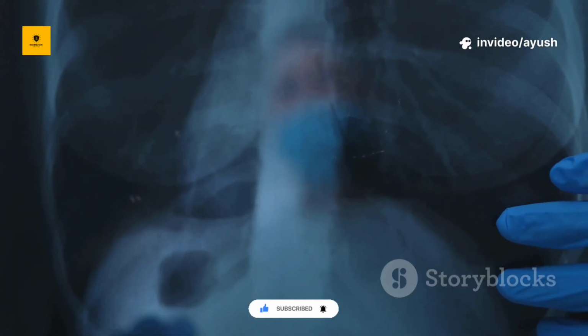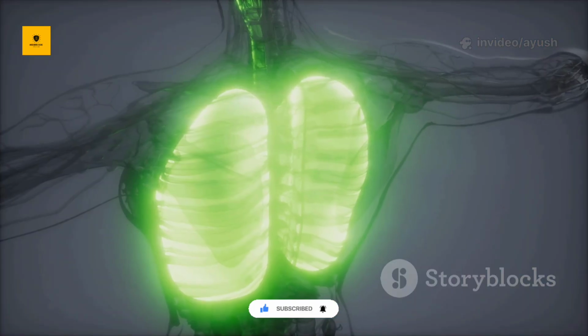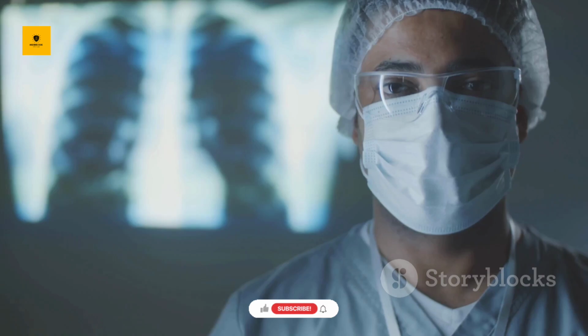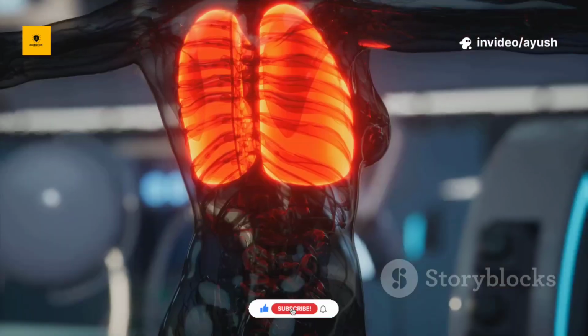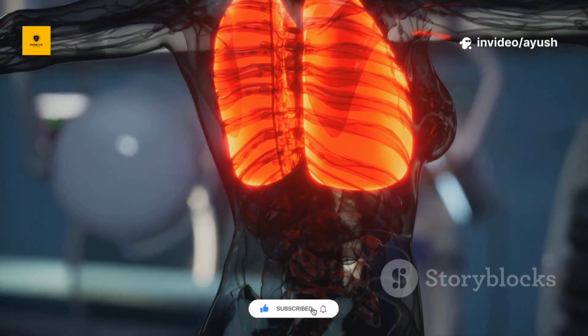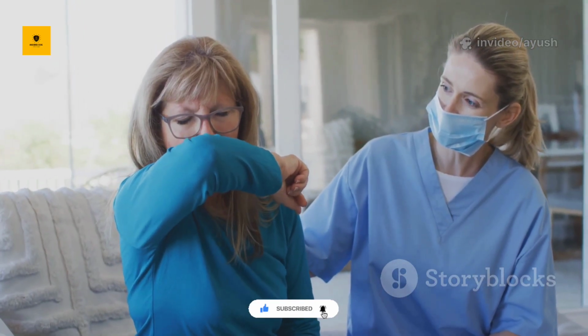In addition, the epithelium lining the trachea produces mucus that traps dust and other contaminants and prevents it from reaching the lungs. Cilia on the surface of the epithelial cells move the mucus superiorly toward the pharynx, where it can be swallowed and digested in the gastrointestinal tract.